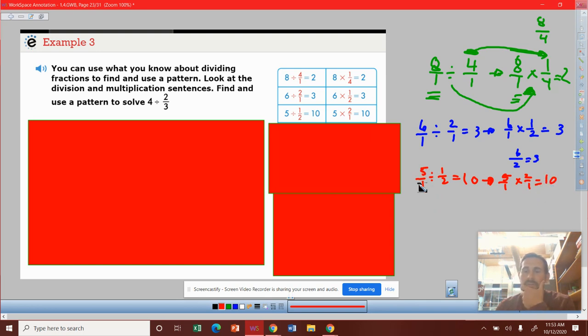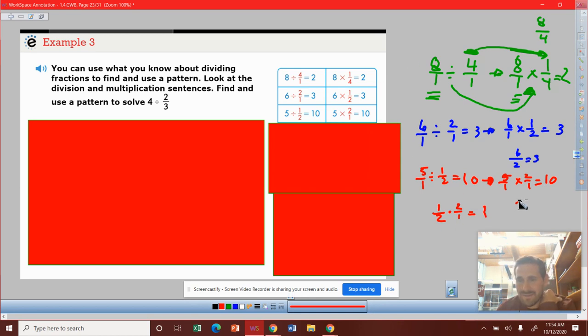So again, the first number stayed the same. The division turned to multiply. The second fraction has changed. That second fraction changing, that's called a reciprocal. So it's flipping the fraction. A reciprocal, 1/2, its reciprocal is 2 over 1. If you multiply these two together, you always get 1. So it doesn't matter what fraction you take.